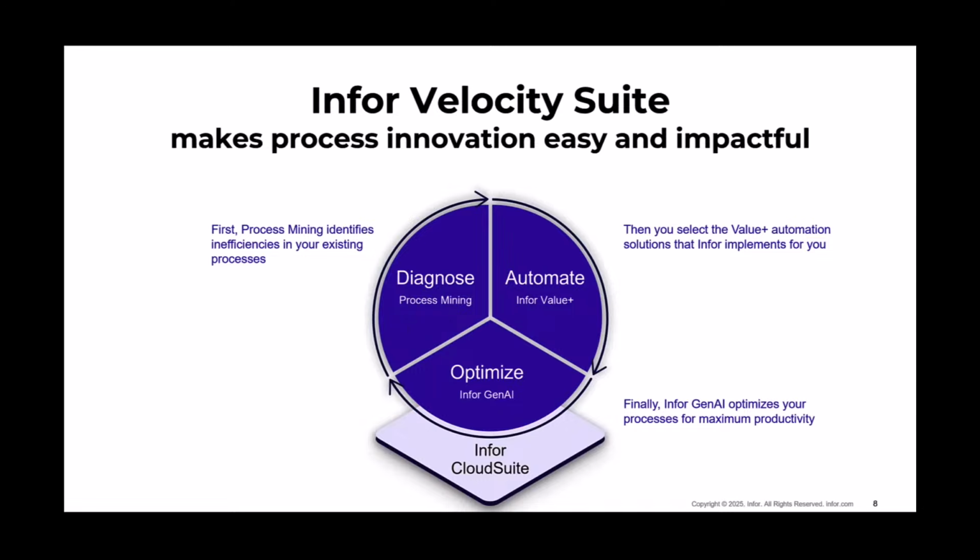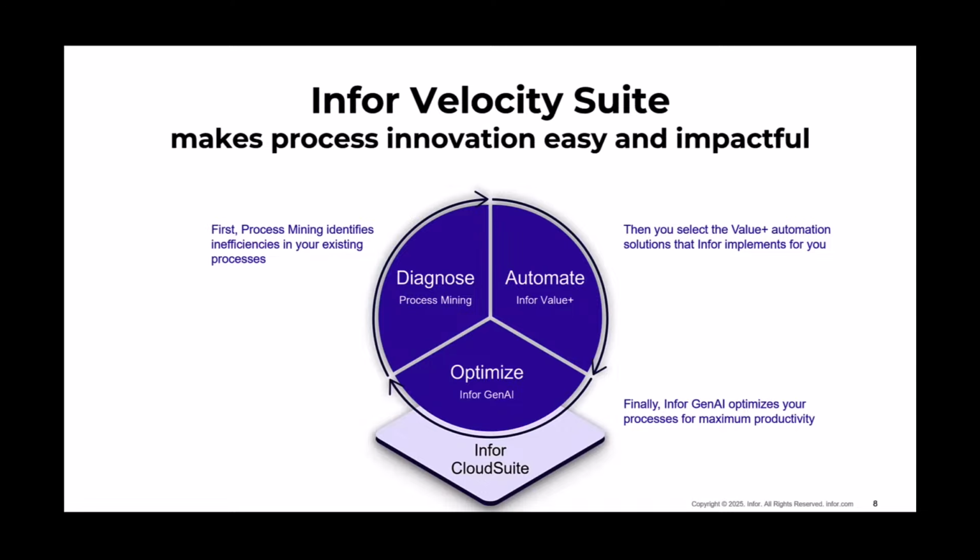So this helps identify inefficiencies in your existing processes. Then you have the automate component, which is leveraging our value-plus automation solutions that Infor implements for you and are designed to be used kind of out of the box. This is where IDP resides. And then optimize, which is leveraging Gen AI to optimize your processes for maximum productivity. So those three in tandem make up Velocity Suite.